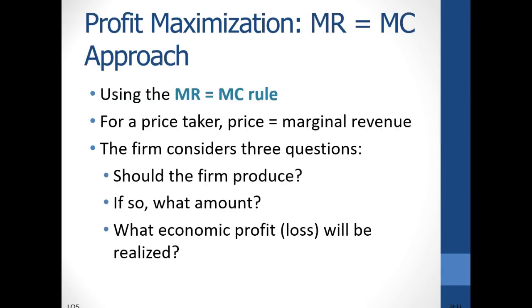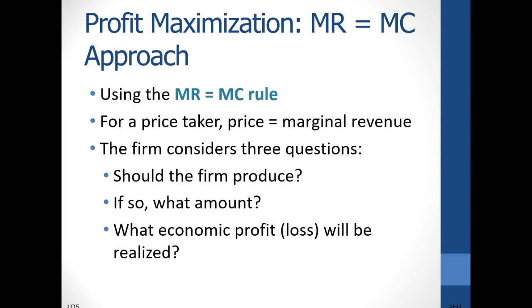Profit maximization, marginal revenue equals marginal cost approach. The marginal revenue equals marginal cost rule is the principle that a firm will maximize its profit or minimize its losses by producing the output at which marginal revenue and marginal cost are equal, provided product price is equal to or greater than average variable cost.